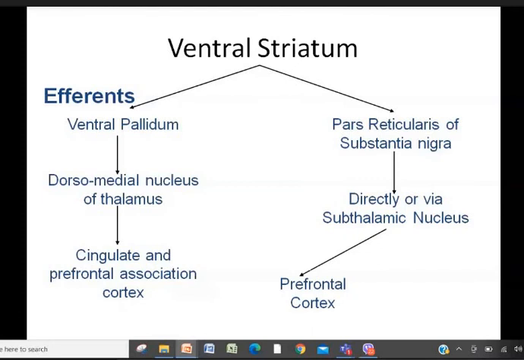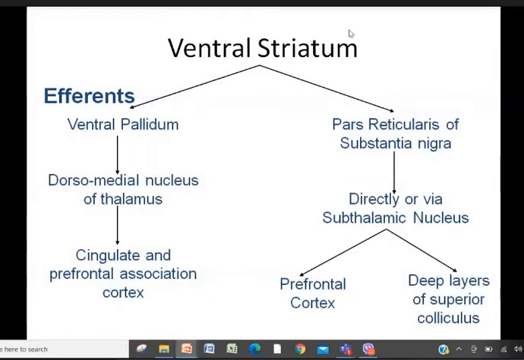So from ventral striatum, just make a flow chart. Ventral pallidum, dorsomedial nucleus of thalamus, then it goes to the cingulate gyrus, prefrontal association cortex. And from ventral striatum, pars reticularis of substantia nigra, then it directly goes to the subthalamic nucleus, then it goes to the prefrontal cortex and the deep layer of superior colliculus.